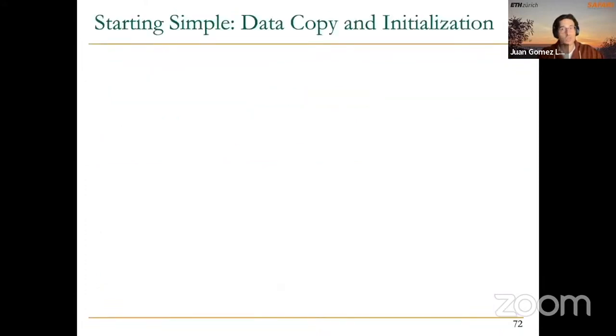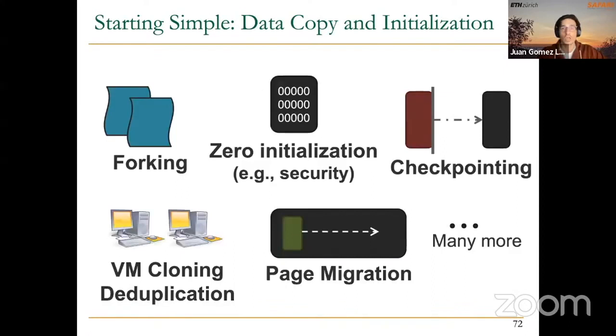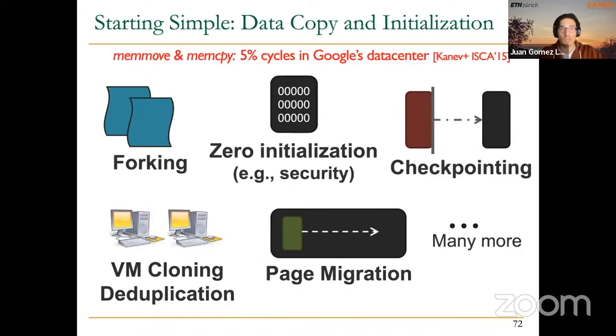Why is it important? Because memory copy and initialization is used in all programs and all computers these days. So for example, from the Google study that I mentioned before, they measured that 5% of the cycles were spent on data movement or in these mem-move and mem-copy instructions. And you may think, well, 5% is not that much. In the end, if you think about one of these huge data centers, 5% is a lot of execution cycles, and it's a lot of energy, and in the end, a lot of money that could be saved if the operation itself is done in a more efficient manner.